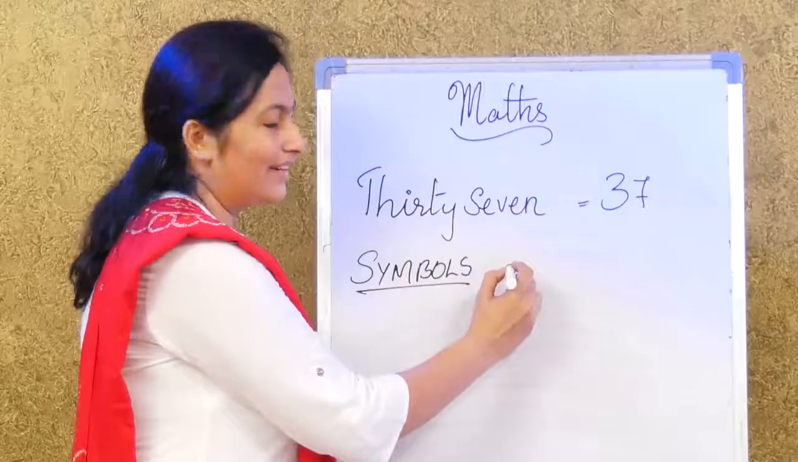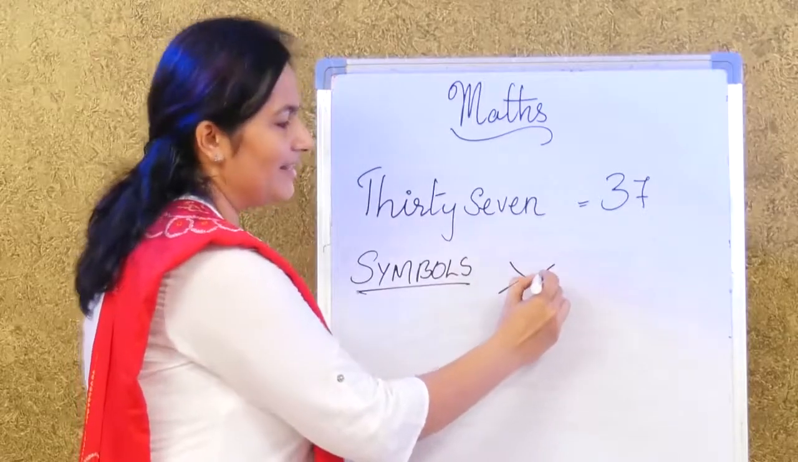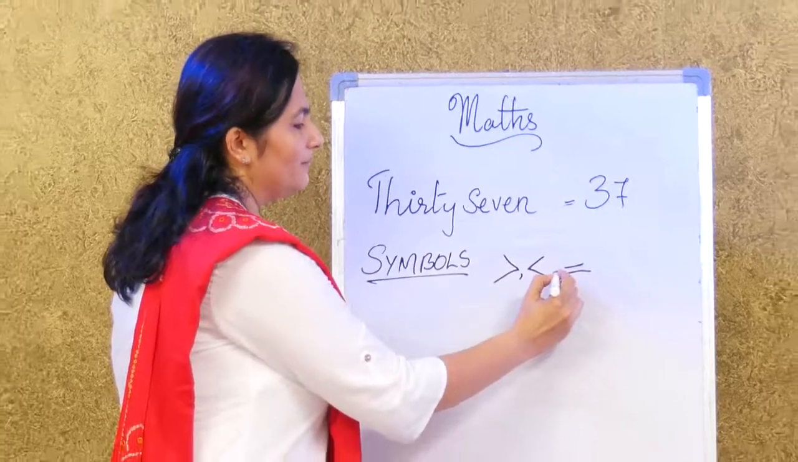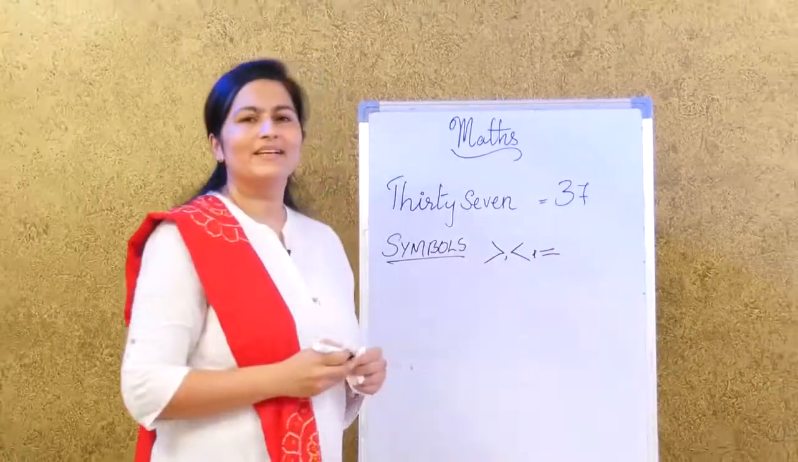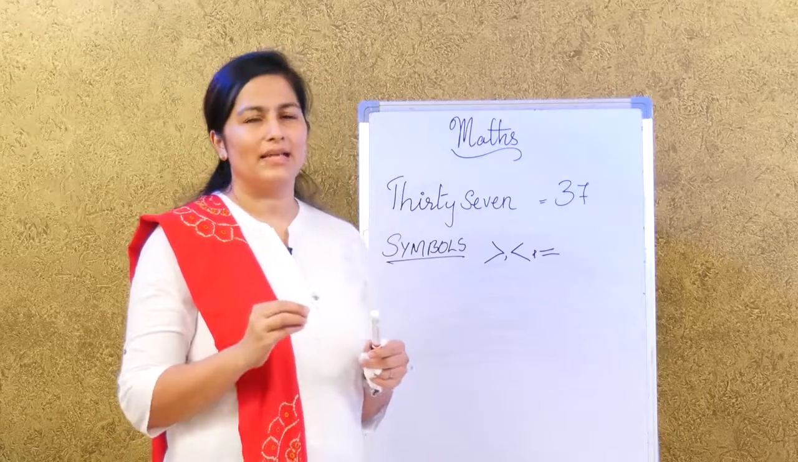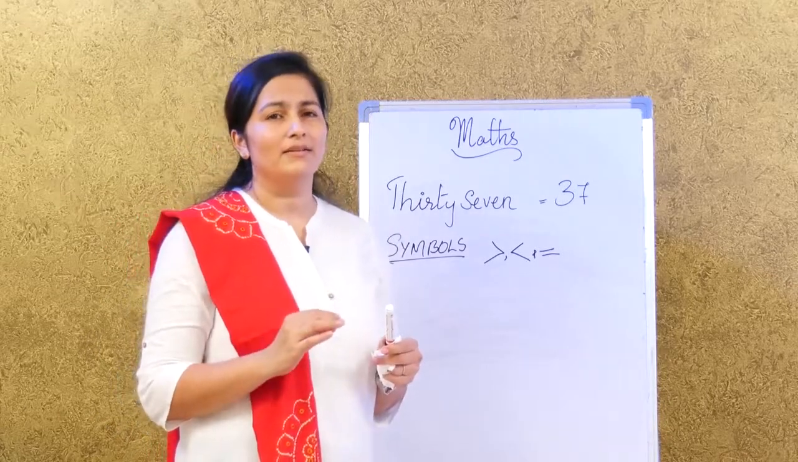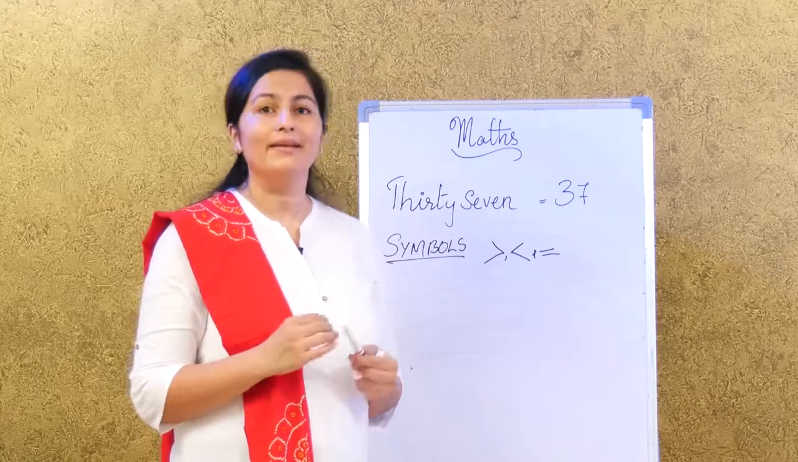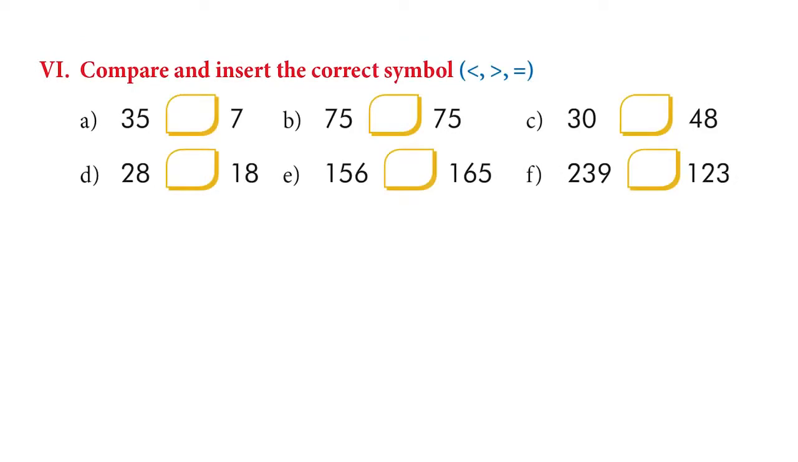Moving on to the symbols: greater than, lesser than and equal to. Remember studying this? Yes. Not everything is the same. All the numbers have something bigger than them or something smaller than them. Some may be equal, that is the same numbers. So, let us look at this.